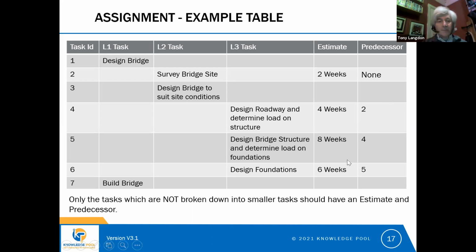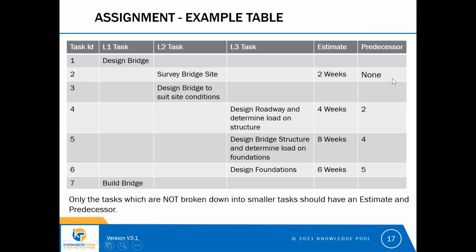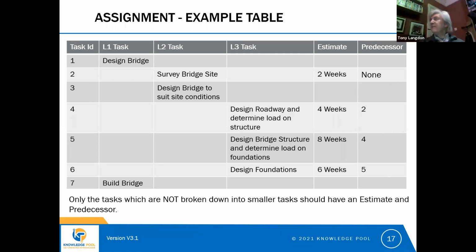You'll notice in our example on the screen that task 2 doesn't have any predecessor. One of the things that means is that you can start that task immediately. If it's not waiting for anything, then you can do that task immediately. You can start surveying the bridge site the moment the project starts. And that's what we'll see: when you have no predecessors, it means that you can start the tasks immediately.